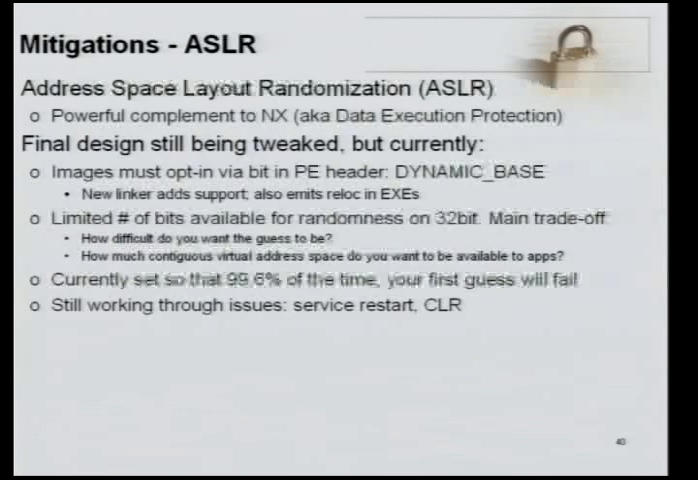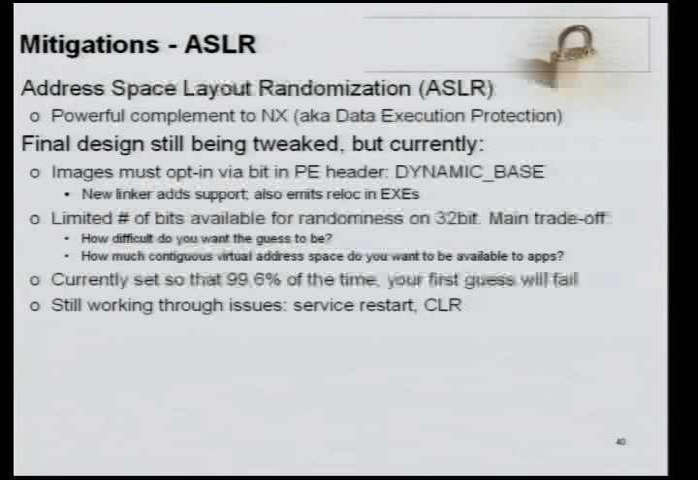The final design is still being tweaked, but the way it is going to work is a DLL or an EXE will opt into ASLR, and so certainly the operating system is going to be opted in, and people will be able to get a QFE from the compiler team that'll have a new flag so that they can take their application and opt it into ASLR. It essentially just sets a bit in the PE header.